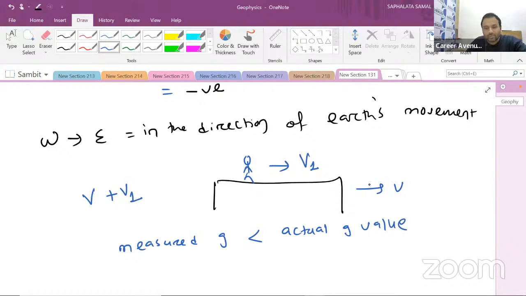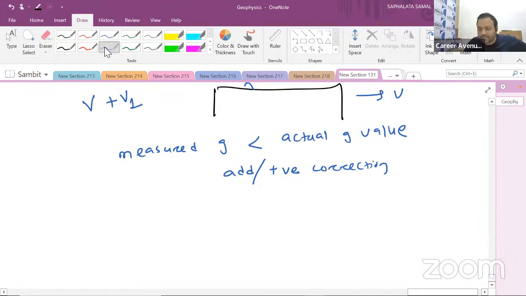So what do we have to do? You have to add some value, a positive correction. So west to east positive correction, east to west negative correction in the Eötvös. This is called the Eötvös effect. Only in the mobile parameters when you're moving from one place to another. Okay. So these are the different correction terms we use in the gravity measurement.